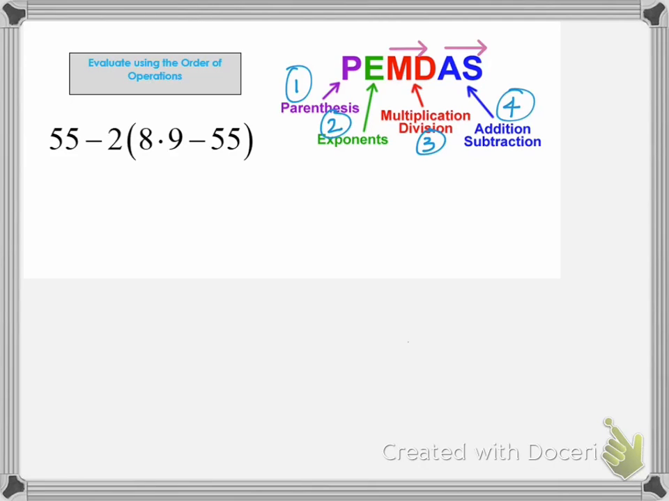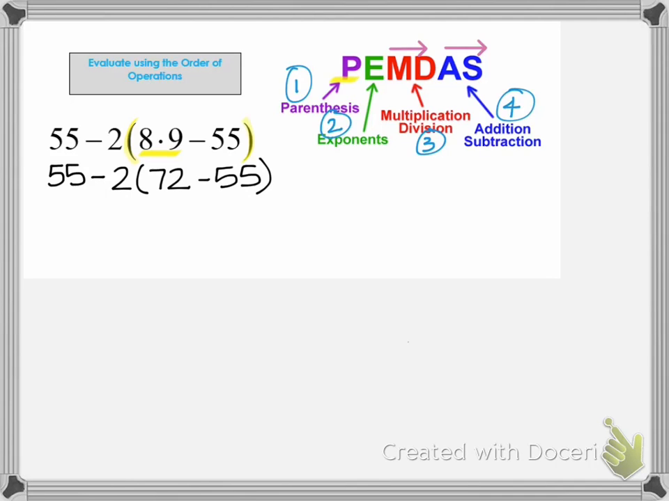My first step is parentheses, and as I look at my expression, I do have parentheses, so I'm going to work inside of the parentheses first. That's what it means by parentheses. You do whatever is inside of your parentheses. Now, when I look inside, I see 2 different operations: multiplication and subtraction. Since multiplication comes in step 3 and subtraction doesn't come till step 4, I'm going to do my multiplication first. So my first step of this problem is going to be to multiply 8 times 9.